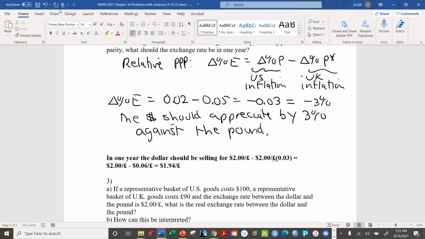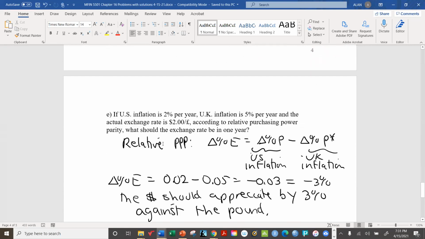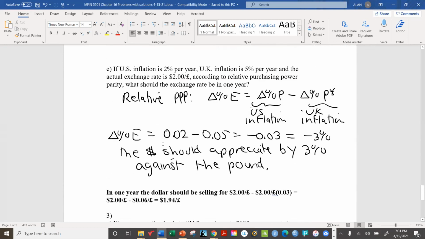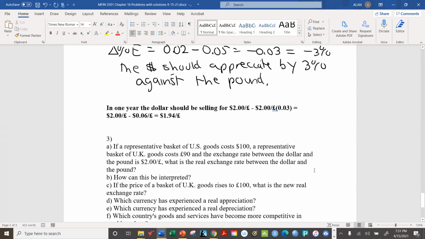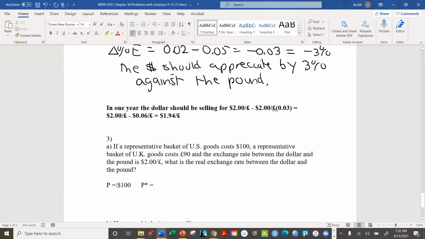All right, so that's done. Now, in part 3, we're looking at real exchange rates. So what do we know here? The basket of US goods costs 100. The UK is 90. I guess we don't need the currency here. And the exchange rate is $2 per pound.